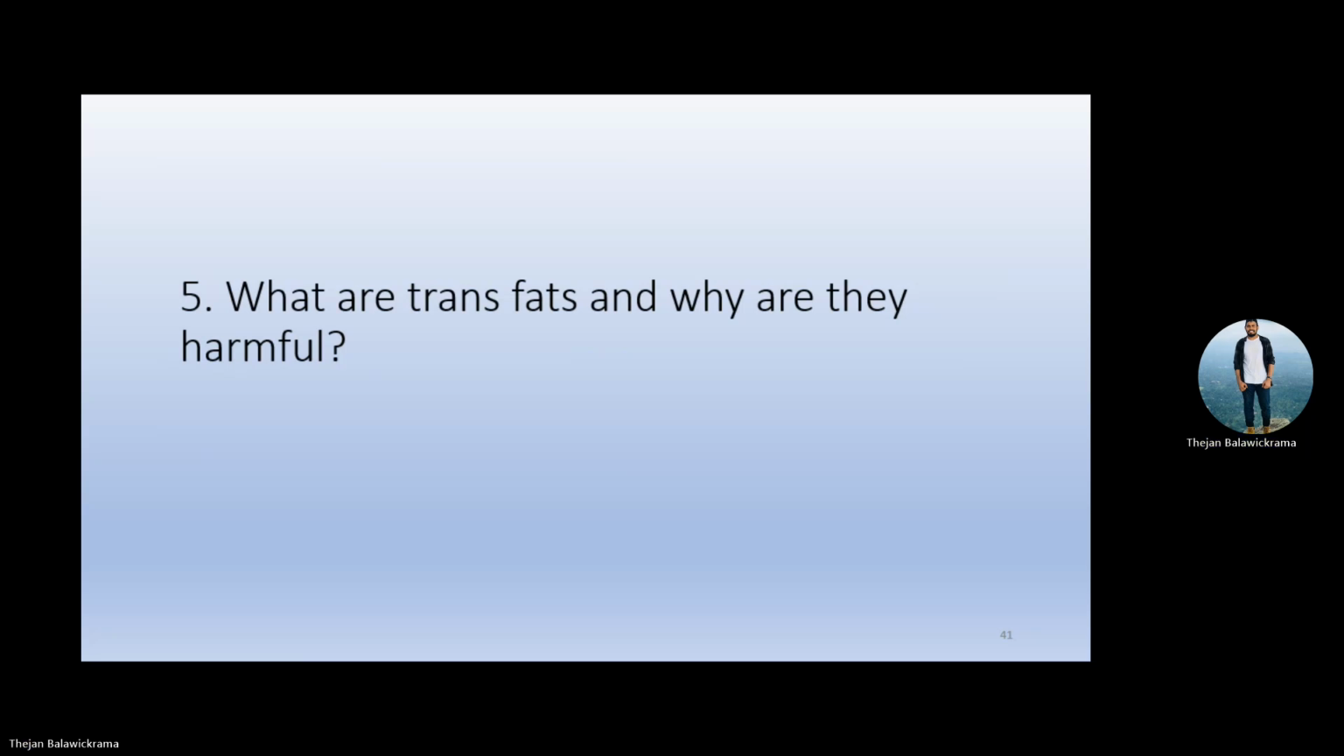Well, you pointed out cis and trans. So in the first place, what do you mean by trans fats and why are they harmful to the body?